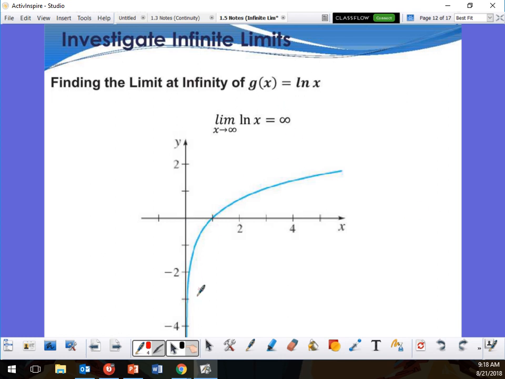Okay, so now from this ln x to infinity goes to infinity. It's going to constantly be going up slowly, but it's still going up.